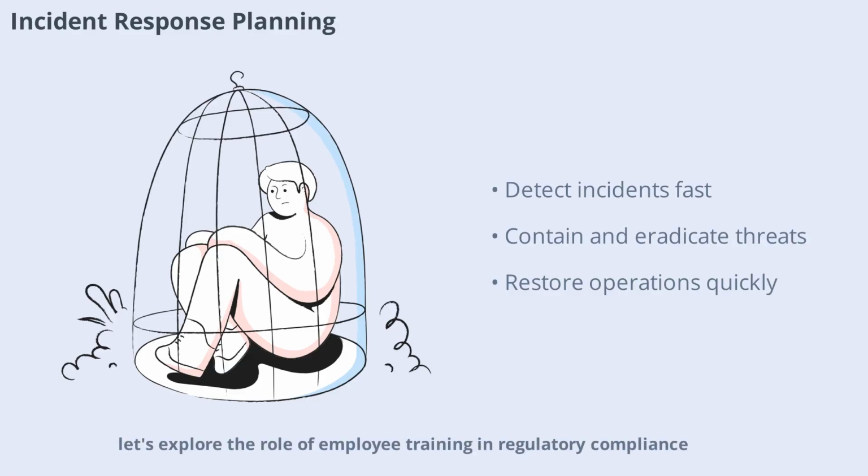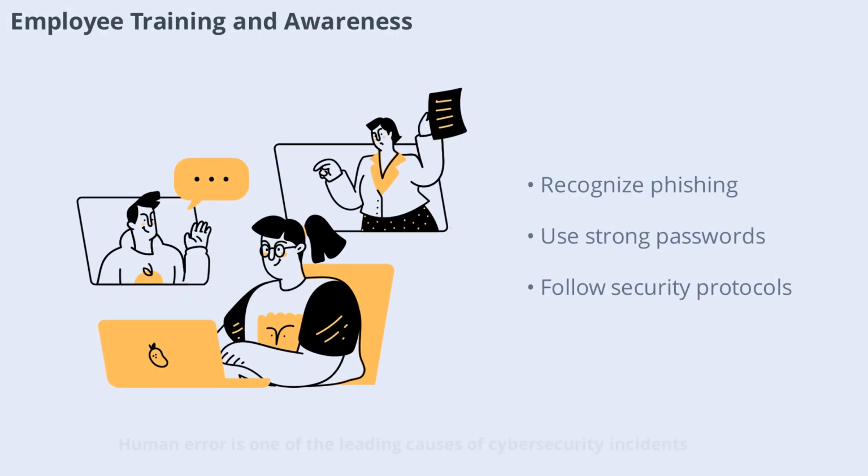Next, let's explore the role of employee training in regulatory compliance. Human error is one of the leading causes of cybersecurity incidents. That's why regulations often require organizations to provide regular training for employees. Training programs teach staff how to recognize phishing attempts, use strong passwords, and follow security protocols. By raising awareness, companies can reduce the risk of accidental breaches and create a culture of security. Well-trained employees are a critical line of defense against cyber threats.